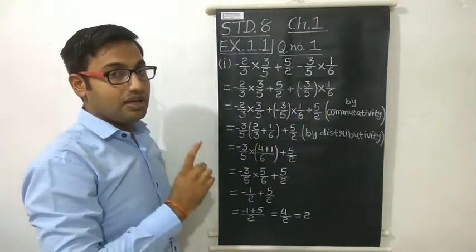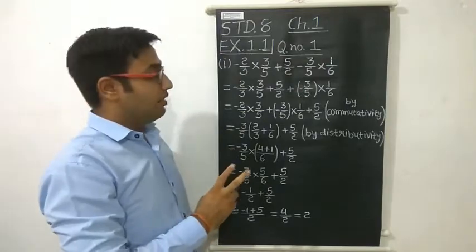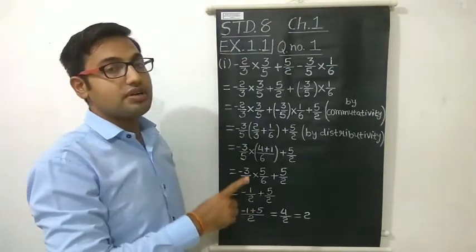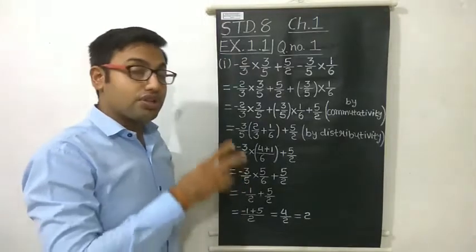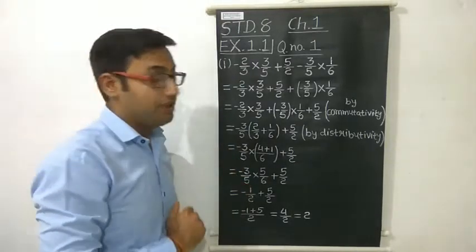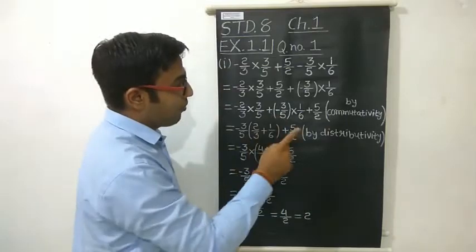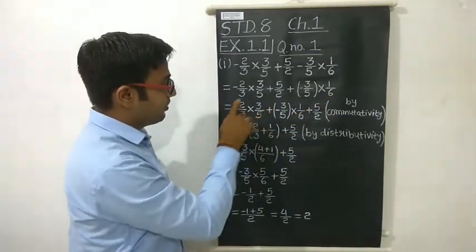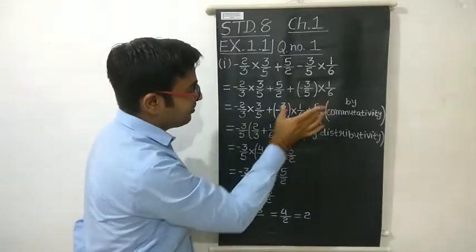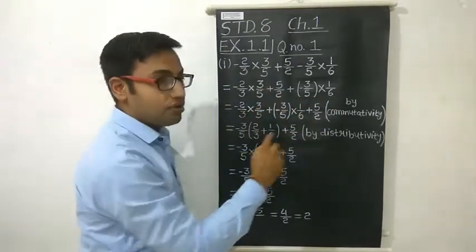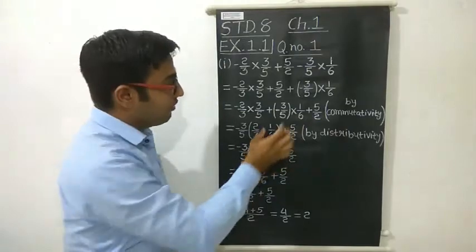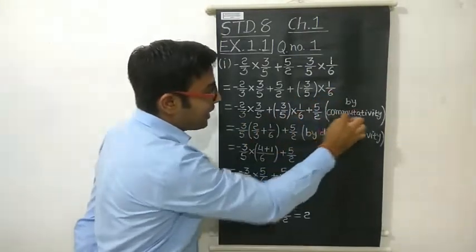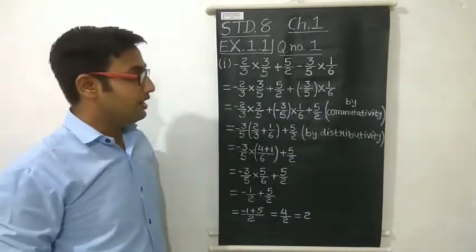Remember and do not get confused here: the commutativity property is applicable only for addition. For subtraction it is not applicable. So now we use this property and take this term to the second position. The first term remains as it is, the second term is now this, and 5 upon 2 is the third term. So we take this to the second position by commutativity.